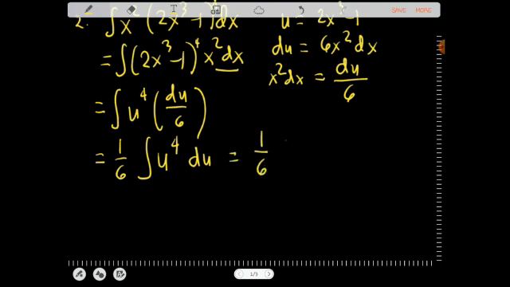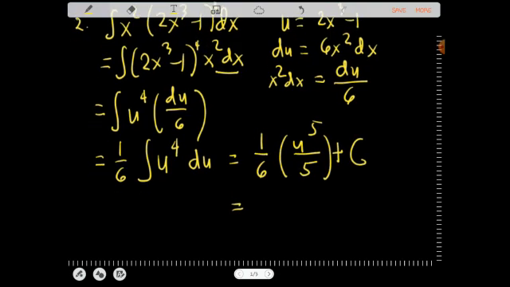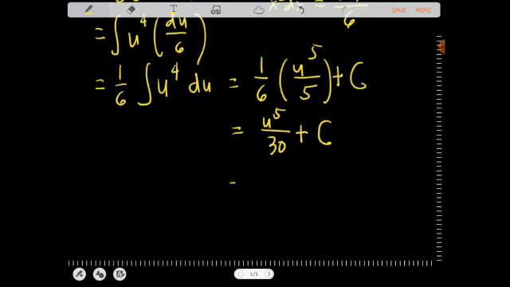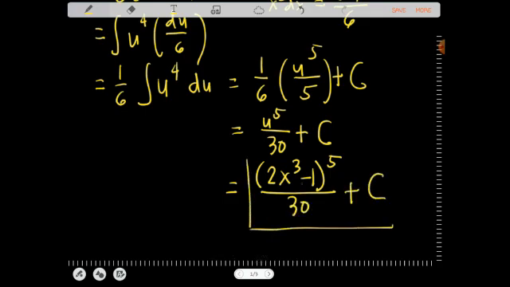This is 1 over 6. Quantity u raised to 5 over 5 plus the arbitrary constant c. Okay, multiply natin yung 1/6 over 1 over 5 is 1 over 30. So, this is u raised to 5 over 30 plus the arbitrary constant c. Hindi pa tapos dahil ibabalik natin yung na-substitute natin na variable u. Okay, so this is quantity 2x cubed minus 1 raised to 5 all over 30 plus the arbitrary constant c. So this is now our answer for number 2.